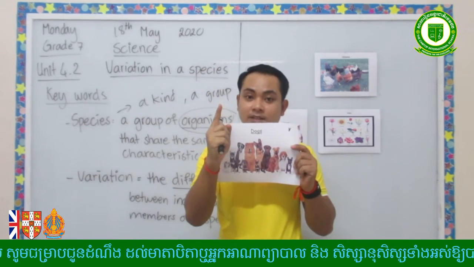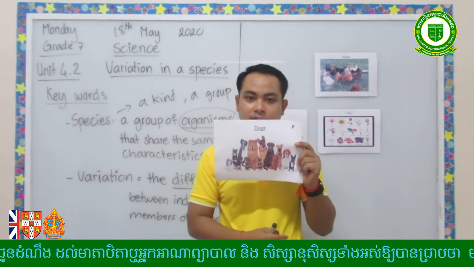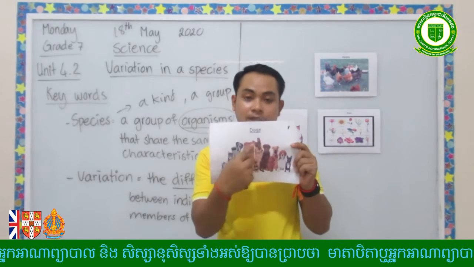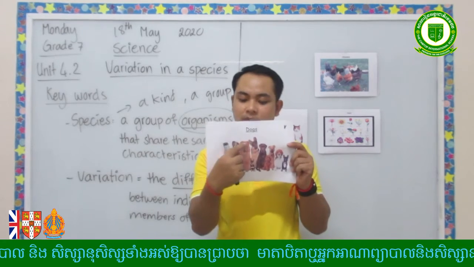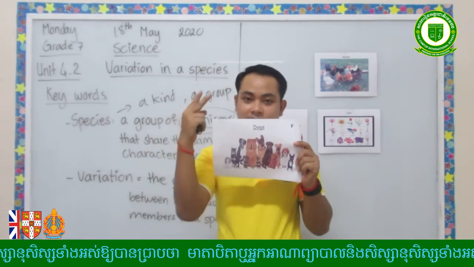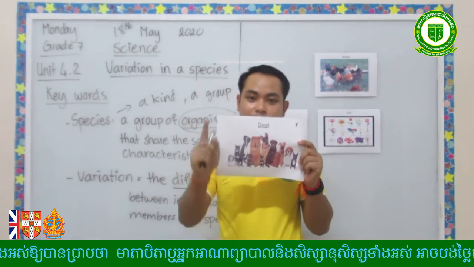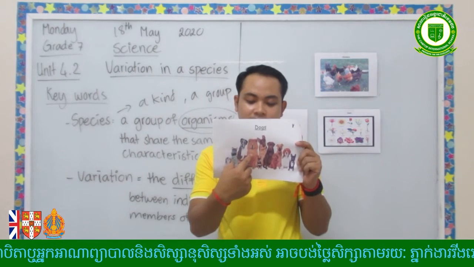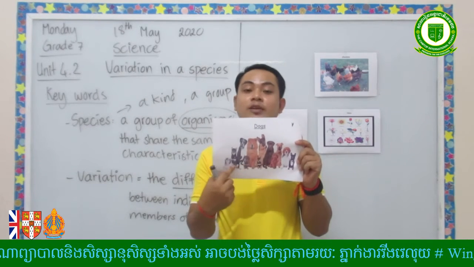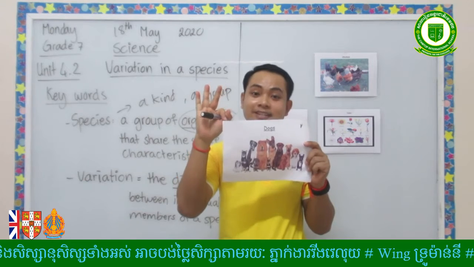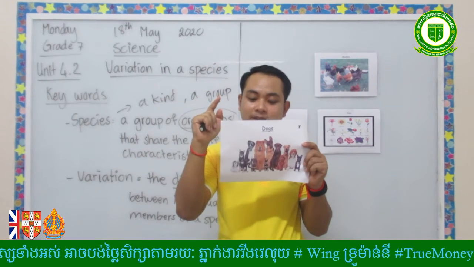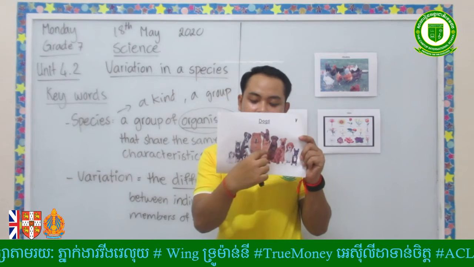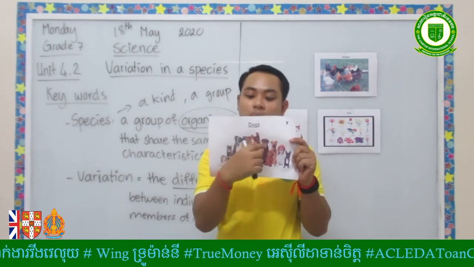Another variation. Can you find me one more difference? Look at the ear shapes. Different, right? So they have different ear shapes. That is another variation. Can you find one more variation? Let's take a look at the body size. Big, big, big, small, small, small. So we get another variation. Can you find me one more variation? About the height: these dogs are short, these are tall.